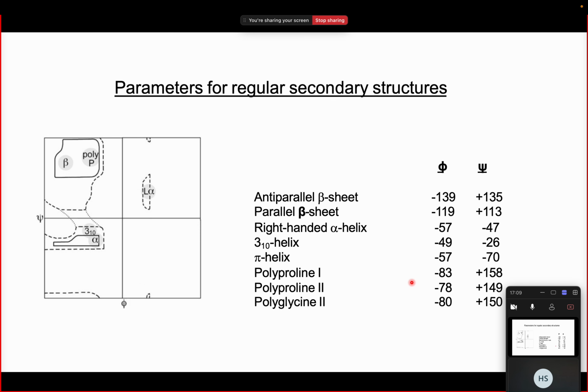If we talk about pi helix, the phi value is minus 57 degrees while the psi value is minus 70 degrees. If we talk about polyproline 1, polyproline 2, and polyglycine 2, these are a type of extended peptide chains. If you want to locate them on the Ramachandran plot, they have phi and psi values as listed here.